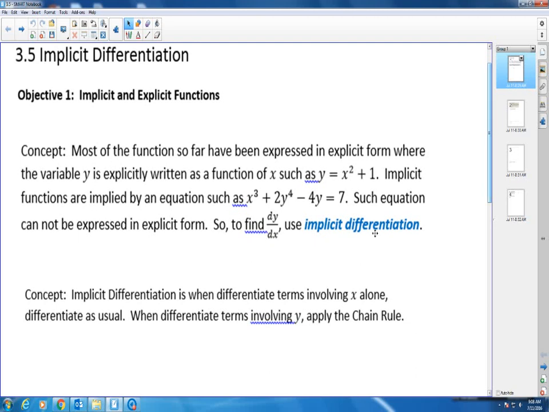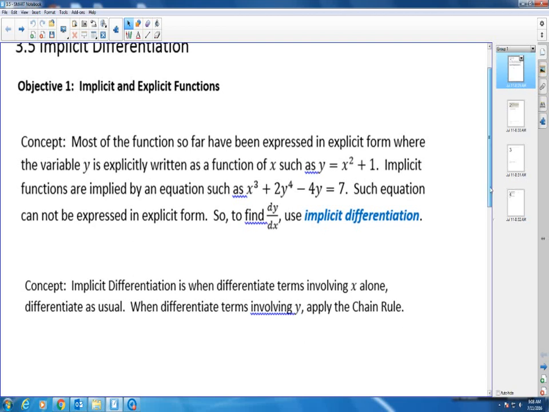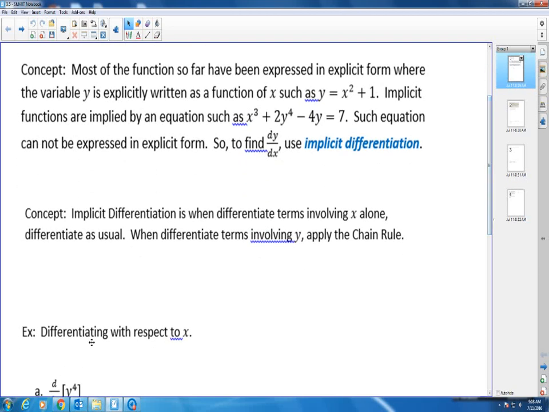Implicit differentiation is this: when differentiating terms involving x alone, we will differentiate as usual. Now, when we have to differentiate terms involving y, we will actually use the chain rule that we talked about before. So this is how it goes.